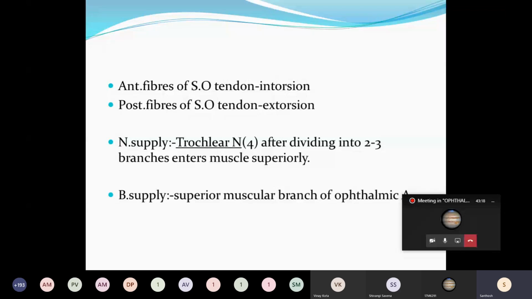Now, nerve supply is from the trochlear nerve. Trochlear nerve, after dividing into 2 to 3 branches, enters the muscle superiorly. Blood supply of superior oblique is from the superior muscular branch of the ophthalmic artery.